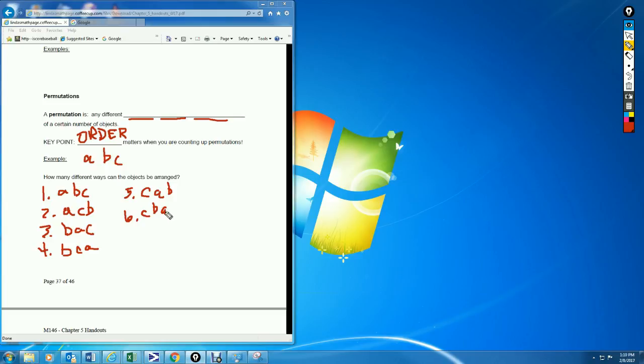Okay. And that's it. There's no other way to arrange these 3 objects. So in other words, there are 6 different permutations of these 3 objects. Okay? 6 permutations of the 3 objects.